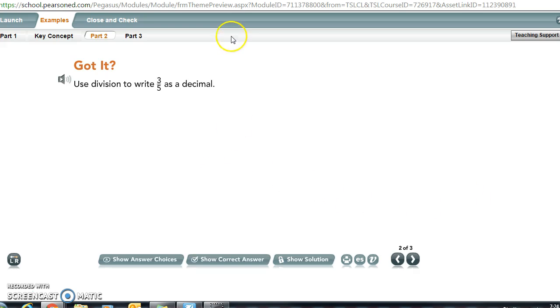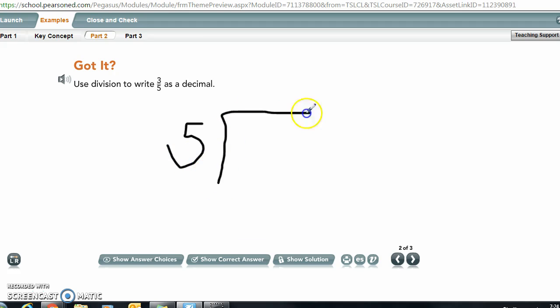They want you to use division to write 3/5 as a decimal. So since you did the last problem, I'll help you with this one. 5 will go on the outside. 3 goes on the inside. Now 5 does not go into 3, which is okay because 3/5 is a fraction less than 1. So, put my decimal there.